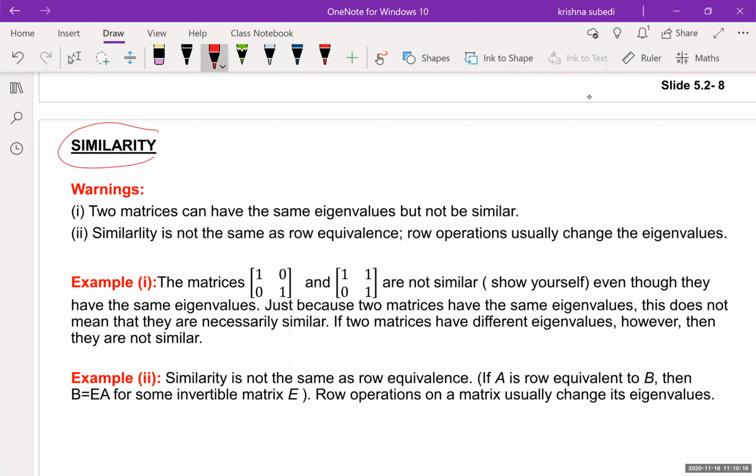So a couple of things to keep in mind, okay? Here is some warning. Two matrices can have the same eigenvalues but not be similar. That is possible. If two matrices have the same eigenvalues, that does not necessarily mean they are similar. But conversely, if they are similar, then they must have the same eigenvalues with the same multiplicity. Keep that in mind. Similarity is not the same as row equivalence. Row operations usually change the eigenvalues. Also keep this in mind.